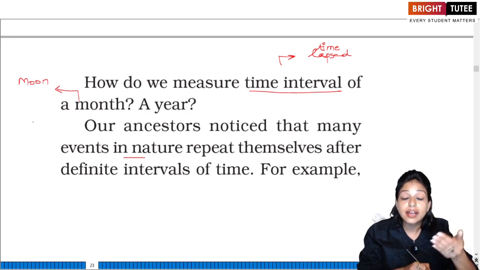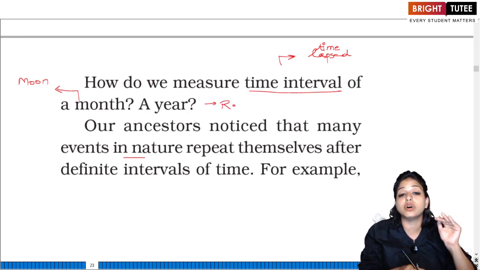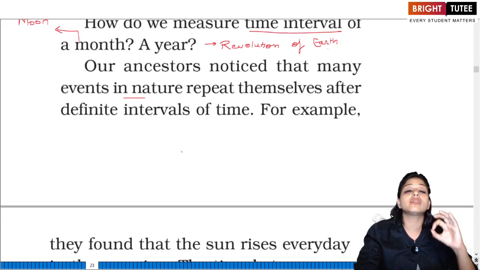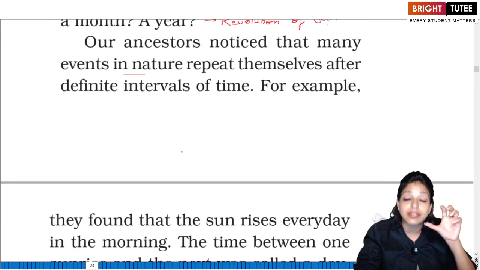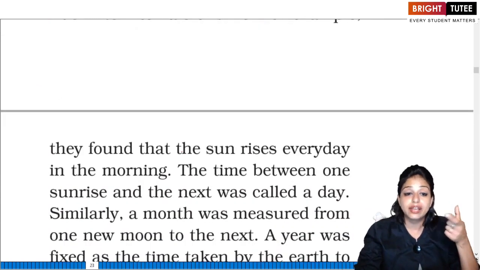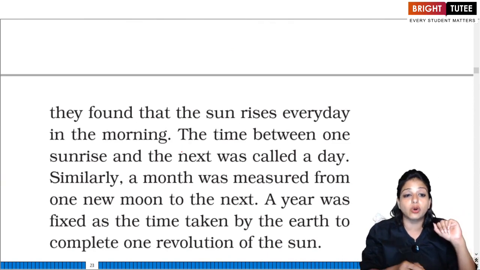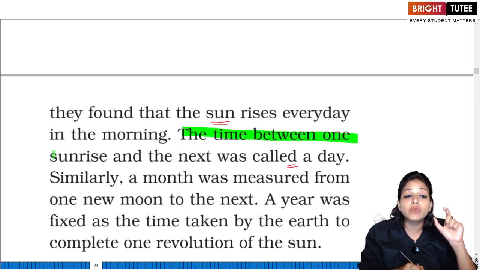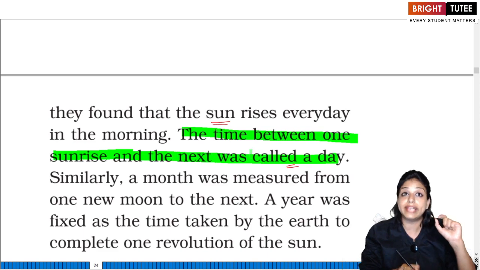A month has passed. A year was the revolution of the earth around the sun. So we already have things in nature which we used for telling time. But it is not very useful now because they were approximations, they were not final. The examples here, which I have already told you: the sun rises every day in the morning and the time between the sunrise and the next sunrise was called a day. So already a definition of the day is defined here.